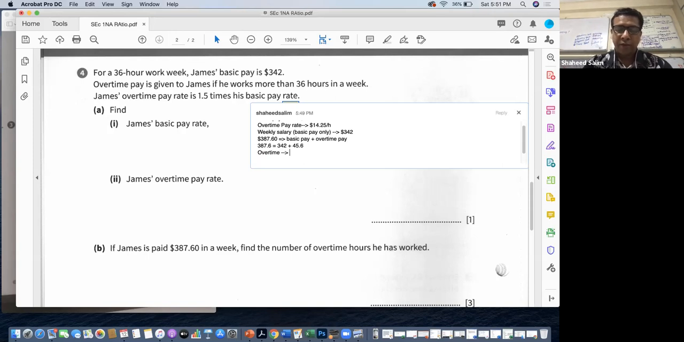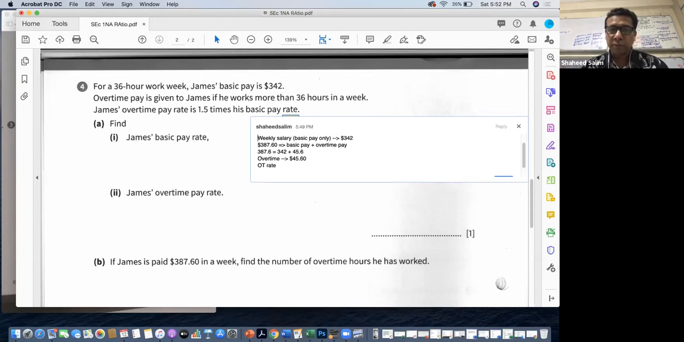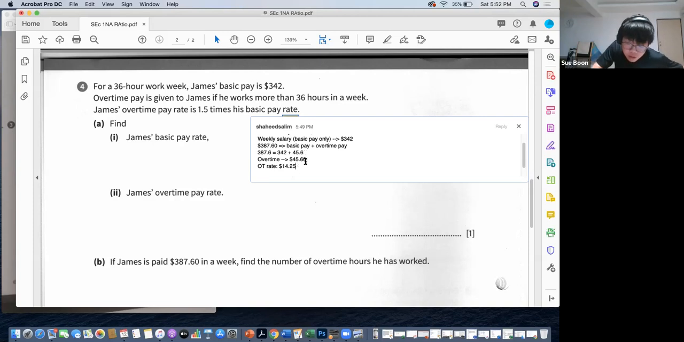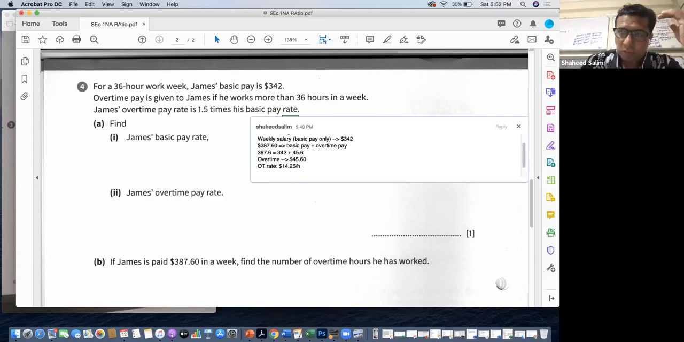Overtime pay is $45.60. Right? So now you must find how many hours he worked. Because according to this, 1 hour is $14.25. So the overtime rate, OT rate, is how much? $14.25. Overtime rate is $14.25 per hour. How many hours did he work?